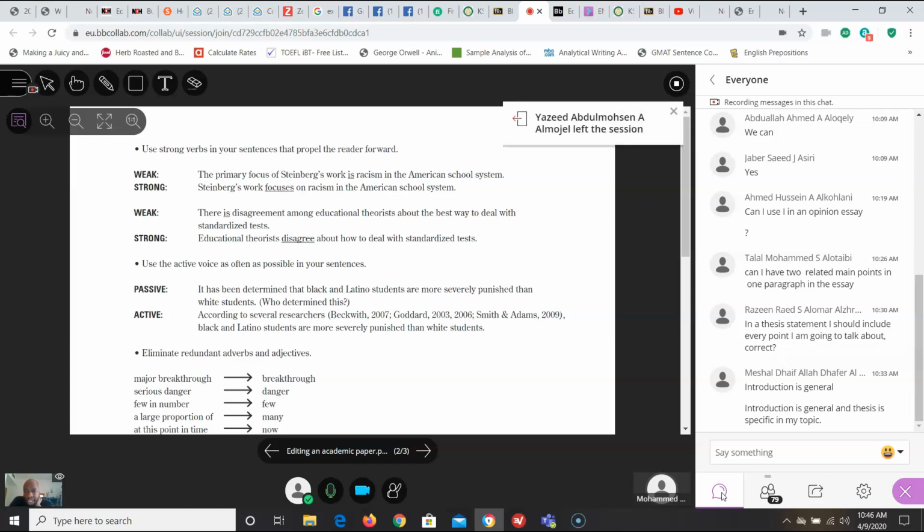There is disagreement among educational theorists about the best way to deal with standardized tests. Educational theorists disagree about how to deal with standardized tests. So what this is showing you is how to use strong verbs. If you are using a lot of to be verbs like is and are or was and were, then your paper may have some issues in coming across as active and strong. So be very careful when you're using to be verbs.